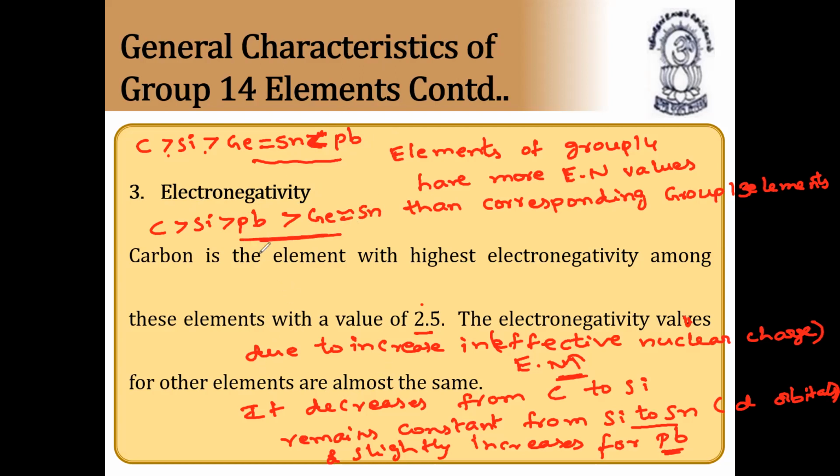I hope you understood why it is more for lead: because of the increase in effective nuclear charge due to the poor shielding effect of d and f electrons in lead, which makes it more electronegative.